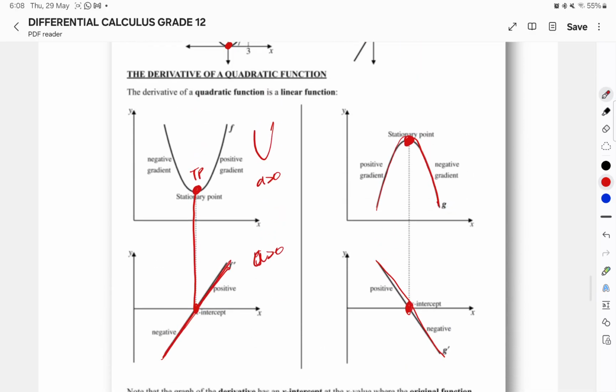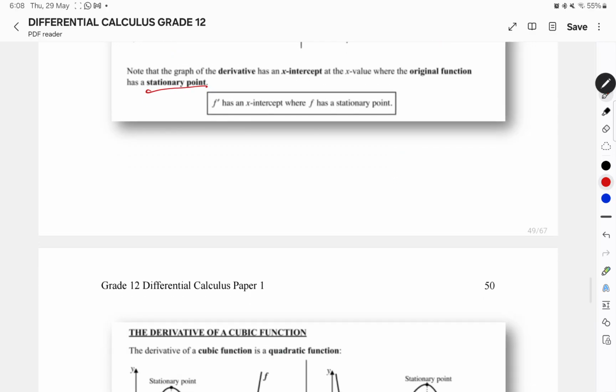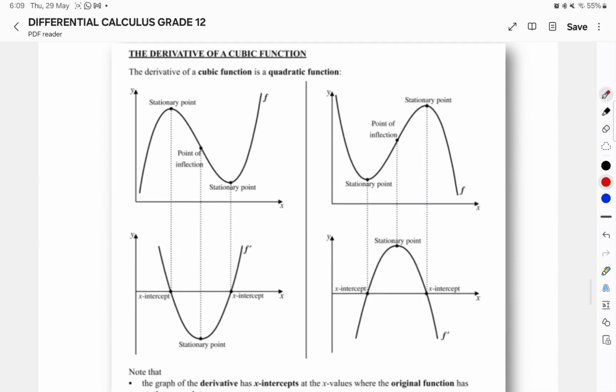And then we know that the graph of the derivative has the x-intercept at the x value where the original function has a stationary point. It means the first derivative has an x-intercept where f has a stationary point. Where it's the turning point, that will be the x-intercept. Good. Let's now go to the derivative of a cubic function.